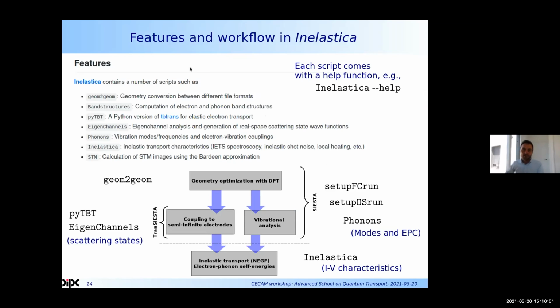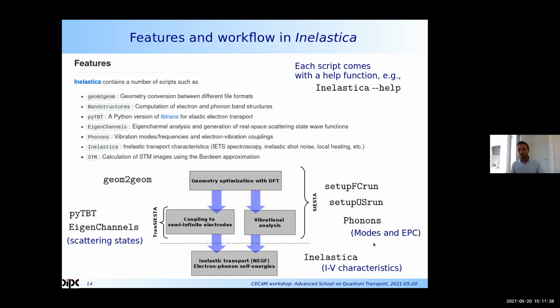A little bit of an overview of the workflow within Inelastica. It's a set of scripts that you can run from your terminal. And the workflow is as follows. Typically, one starts with obtaining the junction geometry using standard relaxation. On the one hand, one can then use this to set up the trans-SIESTA calculation with the coupling to the semi-infinite electrodes. In a parallel effort, we need to compute the vibrations and electron-phonon couplings. And this is then combined at the end of the day using the script that is called Inelastica.